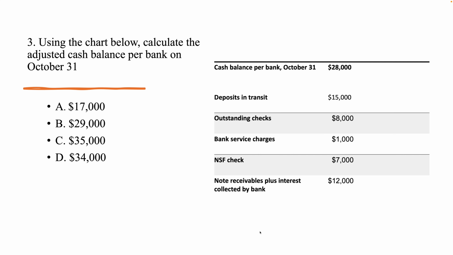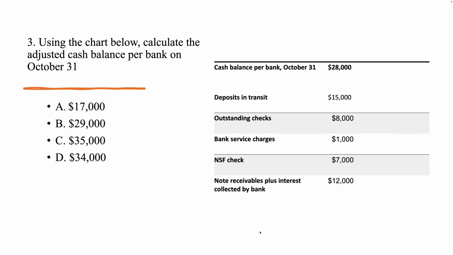Problem 3. Using the chart below, calculate the adjusted cash balance per bank on October 31st. It's similar to problem 2. We have the cash balance on October 31st, $28,000. We have deposits in transit, $15,000. Outstanding checks, $8,000. Bank service charge, $1,000. And non-sufficient funds check, $7,000. And the last one is the note receivable plus interest collected by bank, $12,000.